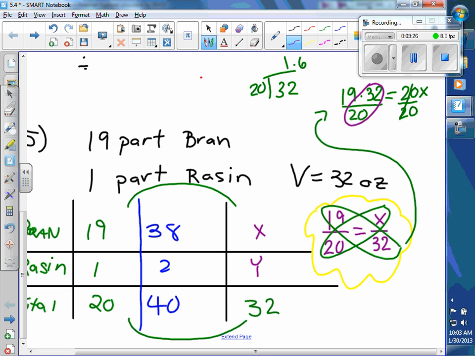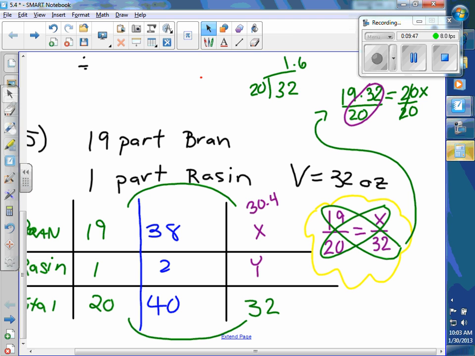What did you get for an answer? I got 30.4. 30.4 grams, parts, or ounces. And then we could check it, right? We could check his work with the calculator.